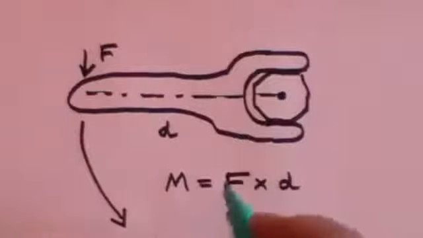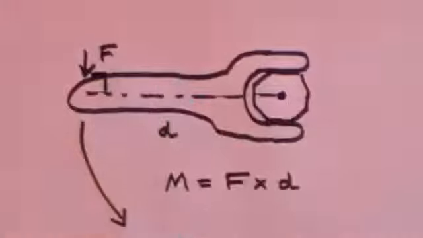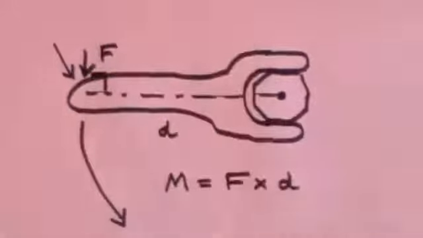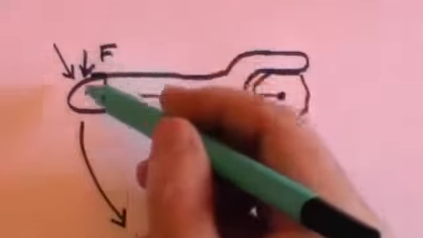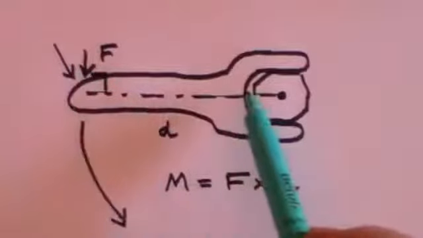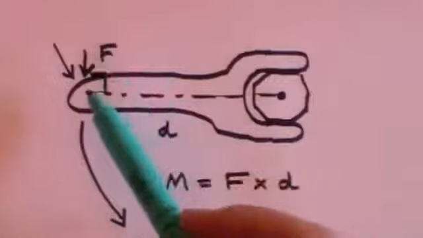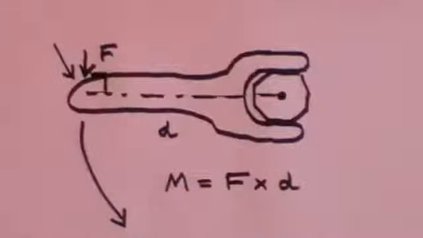And just to add one final point, the force and the distance have to be at right angles. It's no use applying a force like this. It doesn't quite work. There still will be a component of that force which is pushing down, but there's also a component of this force which is pushing in, which is doing no good at all. So in order for this formula to apply, the force must be perpendicular to the distance. And then you've got your maximum moment of a force.